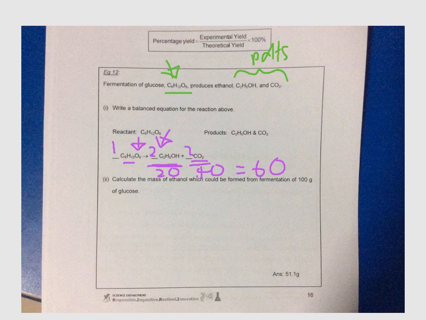But whenever you write a balanced equation, if it is a 1, you do not need to write anything. So you can just cancel this line away. The balanced equation should be like this.